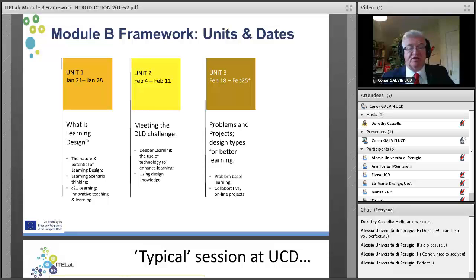The third unit then looks at problems and projects, and it's concerned with designing better types of learning experiences. The whole idea is that we're moving away from the very traditional lesson taught at the front of the class, and we're introducing elements of more activity-based and more problem-based ways of working with students in teaching and learning situations. It will be interesting to see how that will work.